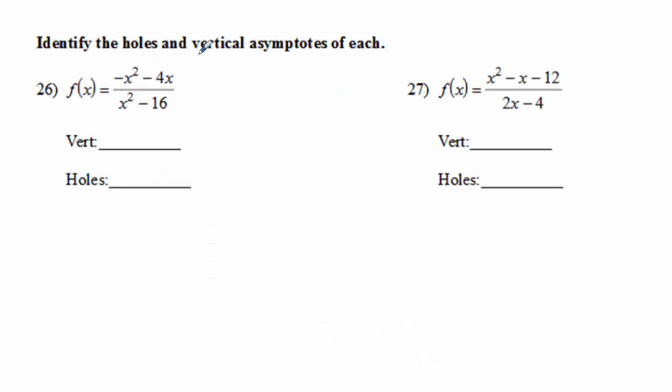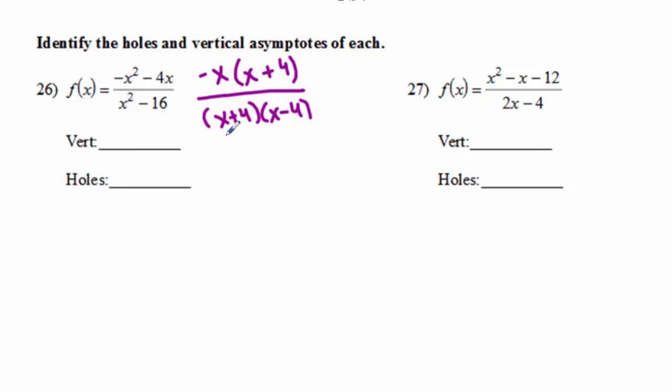Holes and vertical asymptotes. So we have to factor the top and the bottom to do this. So on top, I have a negative x in common that I'm going to take out, which leaves me with positive x plus 4. On bottom, x squared minus 16, they don't have anything in common, but I can split it up into what multiplies to get -16 and cancels each other out so that there's no middle term, which is x plus 4 and x minus 4.